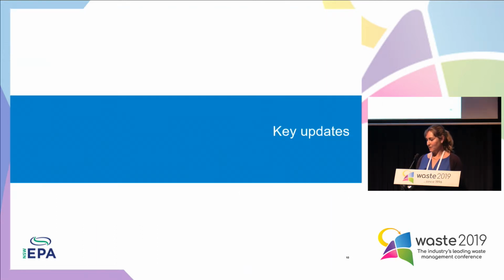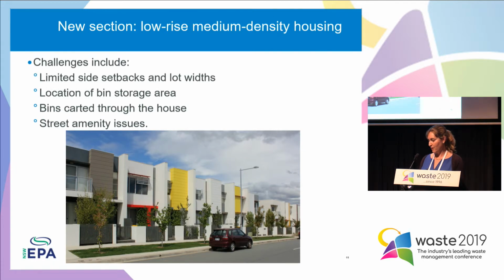So let me just give you a snapshot of some of the things that are in the recently revised document. I talked about the low-rise medium density housing and how we're seeing more and more of that type of housing. Some of the key challenges with this particular housing stock are the limited side setbacks and the shorter lot widths. And this is causing problems for councils in terms of working out where residents put their bins for storage, and then where the collection occurs. We don't want people carting their bins through the house if the collection point is at the rear of the house and the storage was designed at the front, or vice versa. And we also don't want to create street amenity issues.